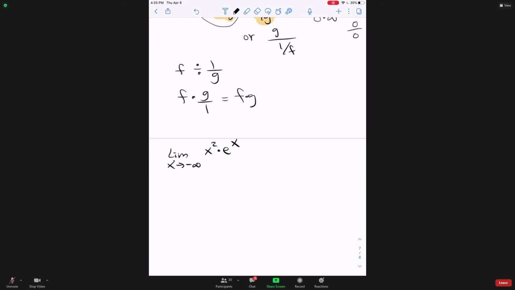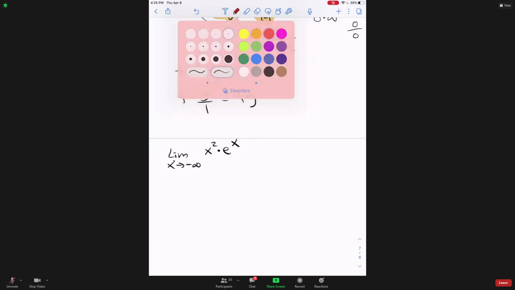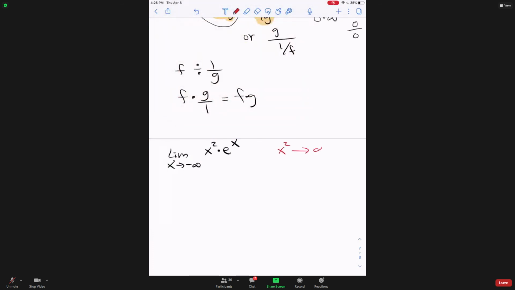Let's see. If I were to plug in, not take the limit as x goes to negative infinity, you see how x squared will go towards infinity because negative infinity squared goes to infinity. But e to the x, when you plug in negative infinity, would that be 1 over e to the infinity? Because e to the negative infinity is 1 over e to the infinity, which would be 1 over e to the 0. So we have an infinity times 0 situation here.